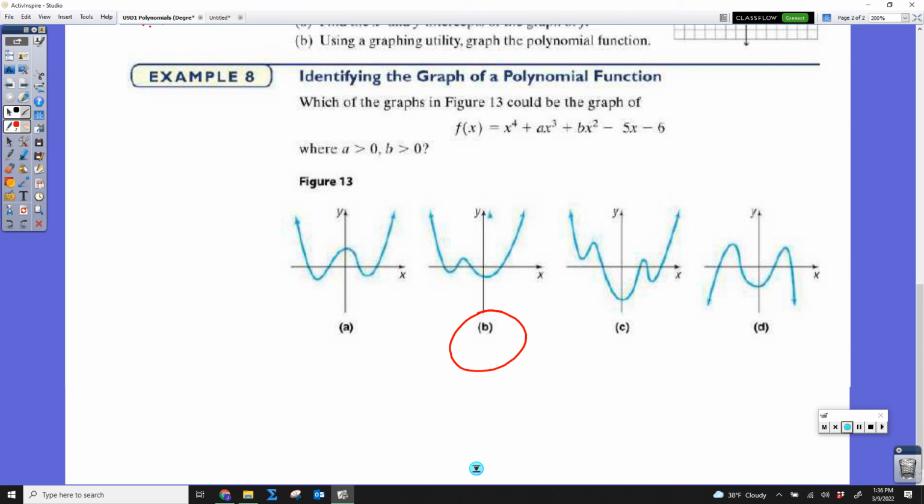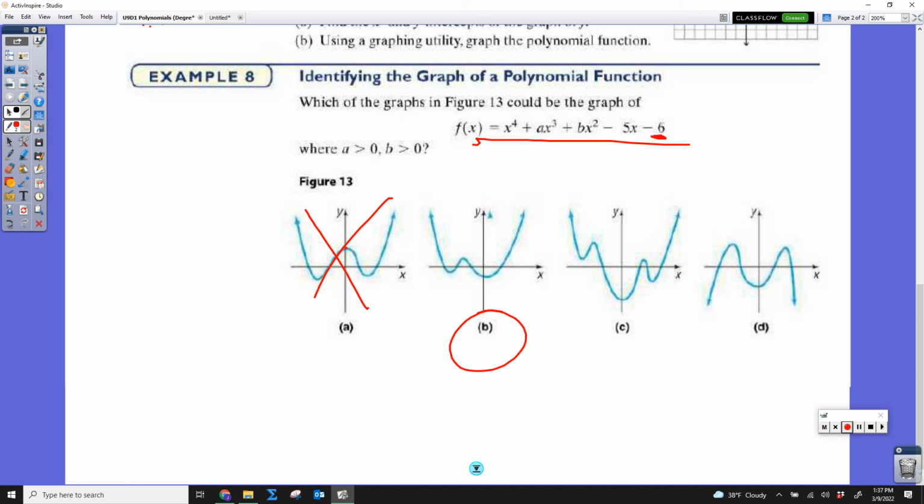For answer choice A, why is that one not the graph for our polynomial? The y-intercept on this one's positive, and our y-intercept is definitely going to be negative, right? If you plug 0 in for x, all that stuff's wiped out. So A is out.